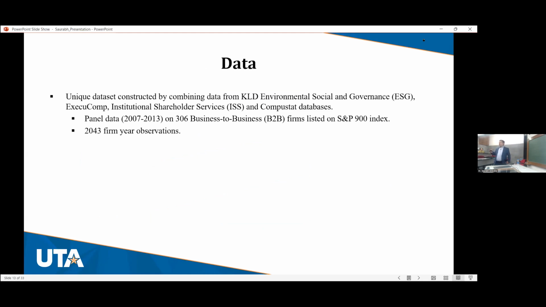And why B2B? Because we're looking at both supplier and customer on the board. And for a B2C firm, customer on the board may not make any sense, right? You're consumers. So we look primarily at only B2B firms that are listed on the S&P 900 index. And so our sample size is around 2043 firm year observations.